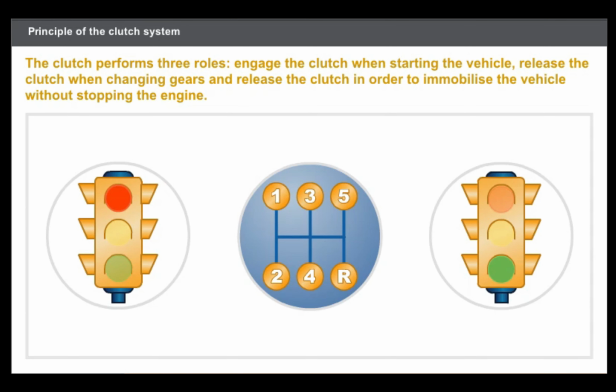To ensure correct vehicle operation, the clutch performs the following three roles. Engage the clutch when starting the vehicle. Release the clutch when changing gears. And release the clutch in order to immobilize the vehicle without stopping the engine. Let's take a closer look at these three roles.